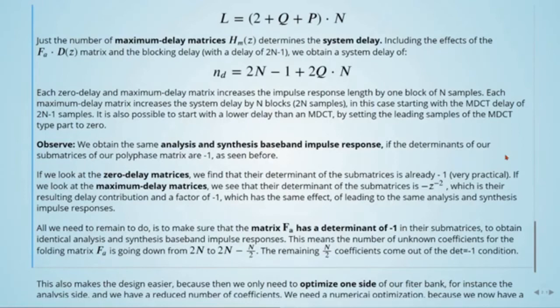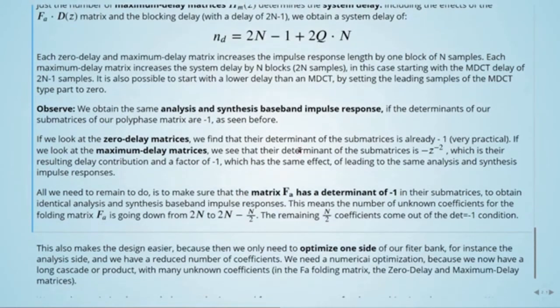If we look at the maximum delay matrices, we see that the determinant of their submatrices is minus z to the power of minus 2, which is their resulting delay contribution, and a factor of minus 1, which has the same effect of leading to the same analysis and synthesis impulse responses. All we need to do now is to make sure that the matrix Fa has a determinant of minus 1 in its submatrices to obtain identical analysis and synthesis baseband impulse responses.